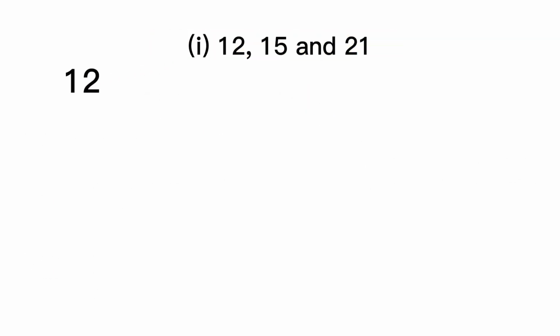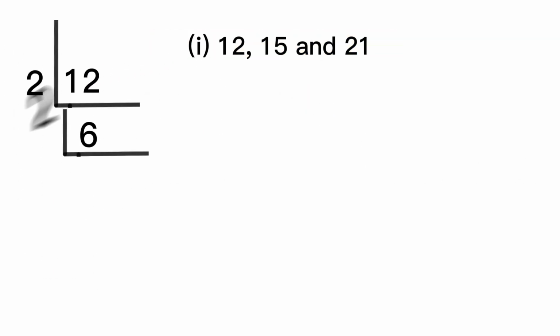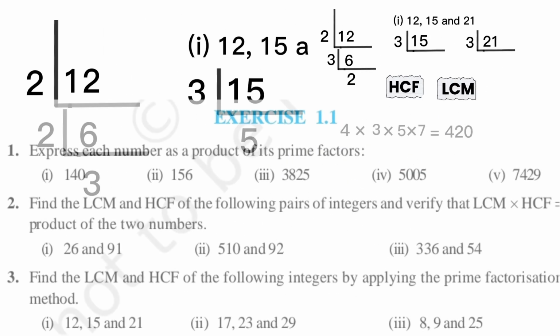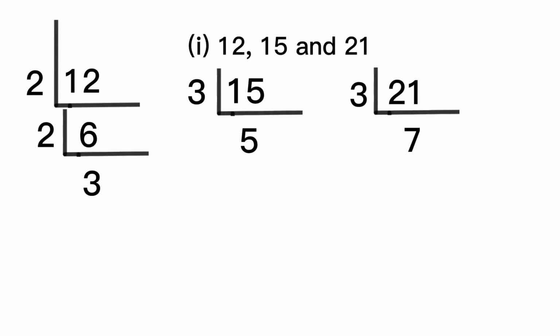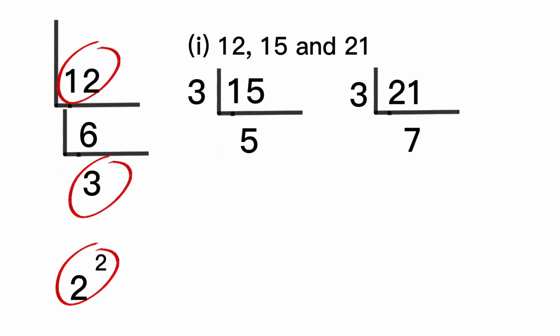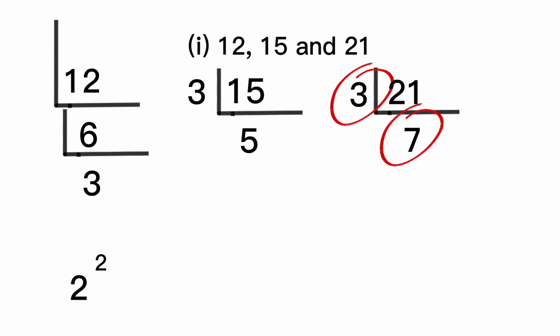So take 12. So 2 sixes are 12 and 2 threes are 6. And take 15. 3 fives are 15. Try this one and comment below. 3 sevens are 21. Okay, we can also write this 2 and this 2 in the form of 2 squared. Okay, all these numbers are the factors of 12, 15, 21 respectively.